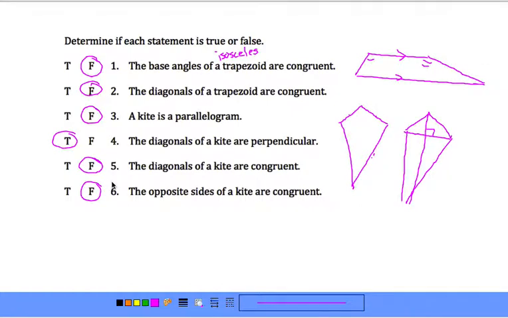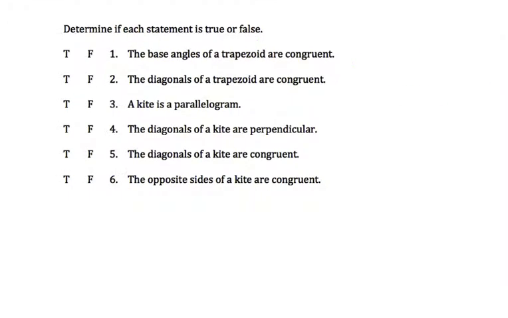So there are 20 of those on your test, and what you need to remember is it's best to draw a picture, a rough sketch, but try and draw it several different ways. If you can't draw it without the statement being true, then it's probably true. If you can draw several examples that don't fit the statement, for example, number 1, the base angles of my trapezoid were not the same, then I have to say false. That's my suggestion to you on that particular section.